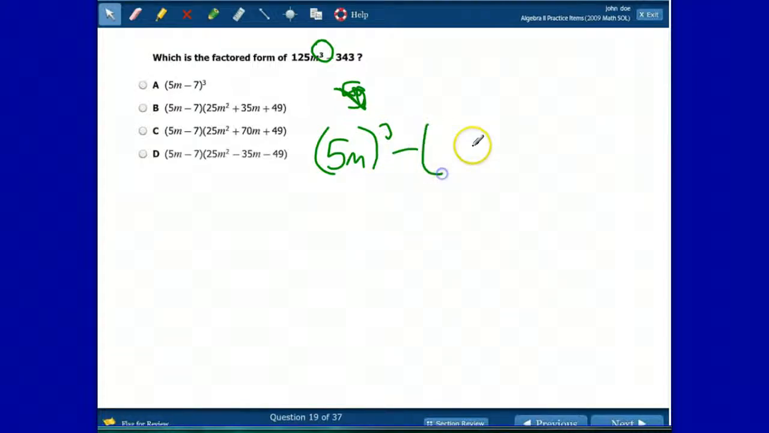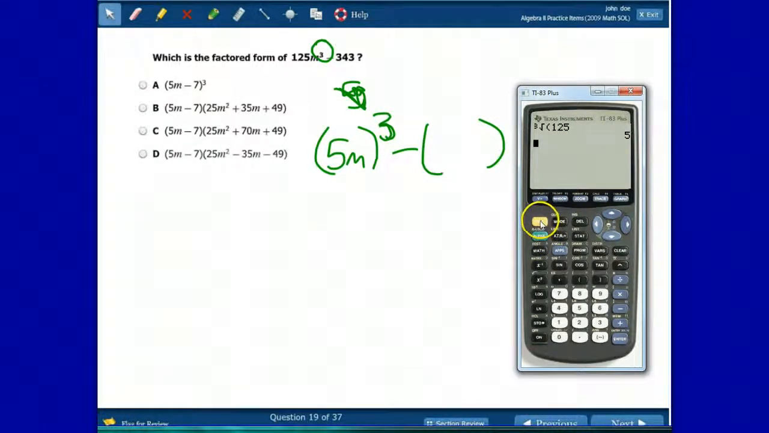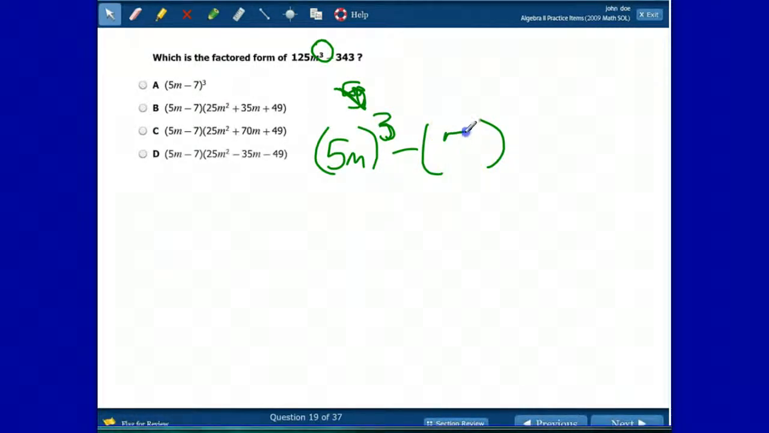And then my other one, let's make that into a better looking 3. We're going to go back and hopefully my calculator is still working. Yes, it is. I'm going to hit math number 4 again, and then I'm going to type in 343 and see what I get out of it.